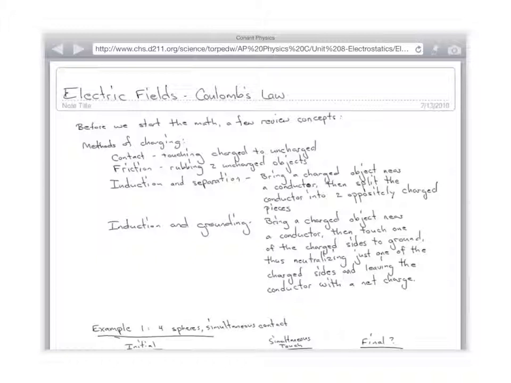Now what do I have? I have 2 pieces. What's this one? Negative. What's this one? Positive. Got it? All right, that's called charging by induction and separation. Glad we had such good aluminum foil to demonstrate this process. All right, so next one.